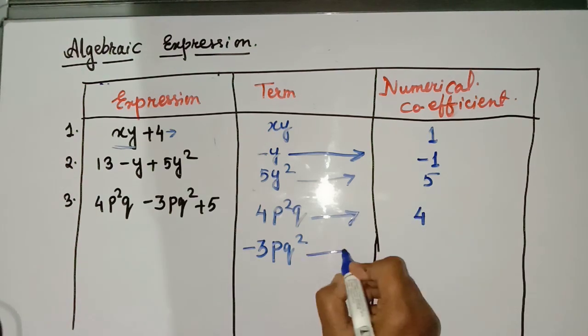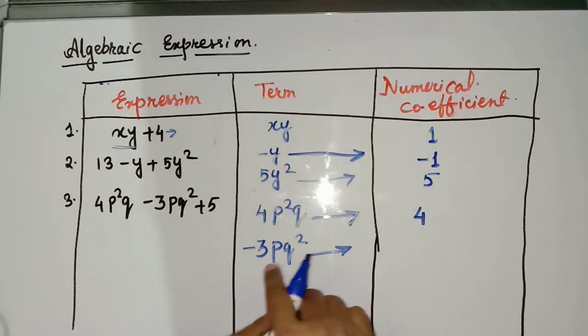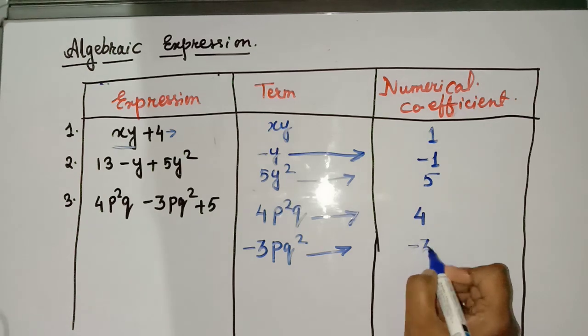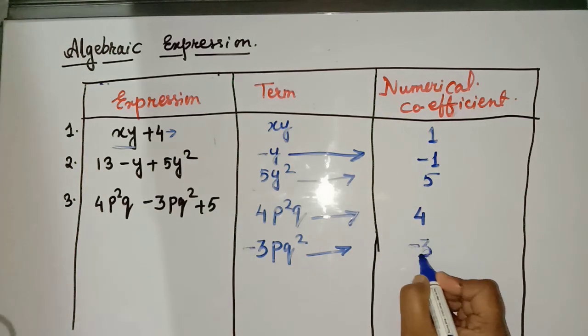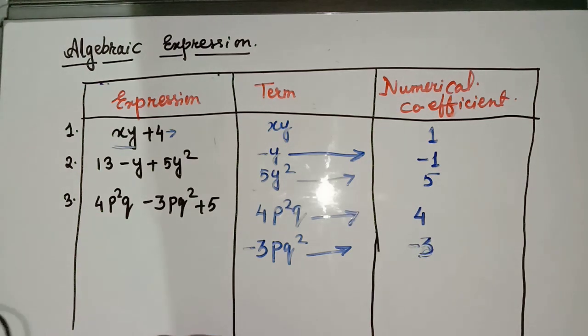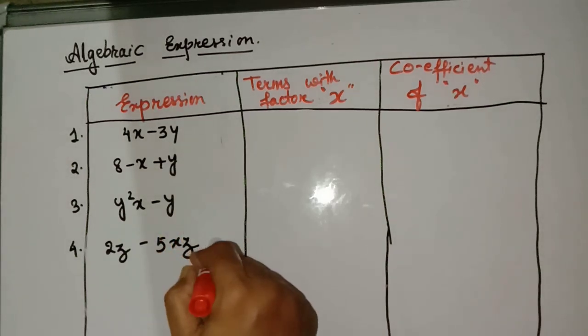Yes, it is 4. Now minus 3pq square. So the numerical coefficient is given, minus 3. Write here minus 3. In this way you can separate the term and numerical coefficient. So you can easily write the numerical coefficient and term. Let us see another set of examples.